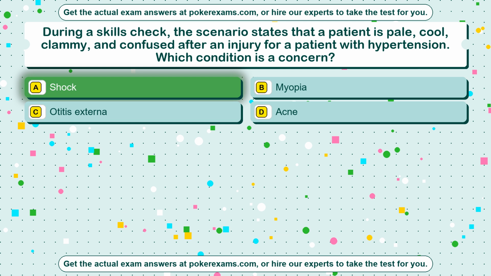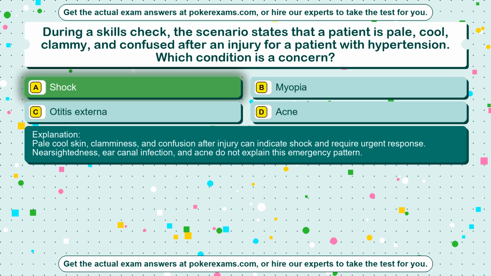The correct answer is option A, shock. Pale, cool skin, clamminess, and confusion after injury can indicate shock and require urgent response. Nearsightedness, ear canal infection, and acne do not explain this emergency pattern.